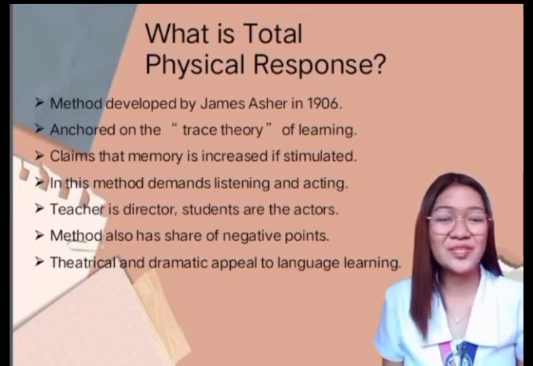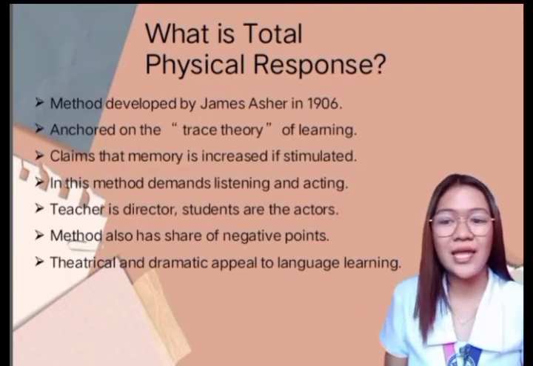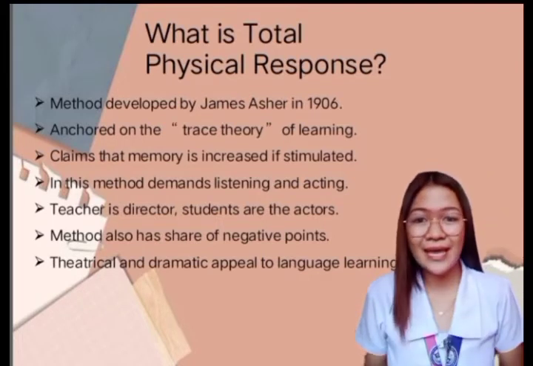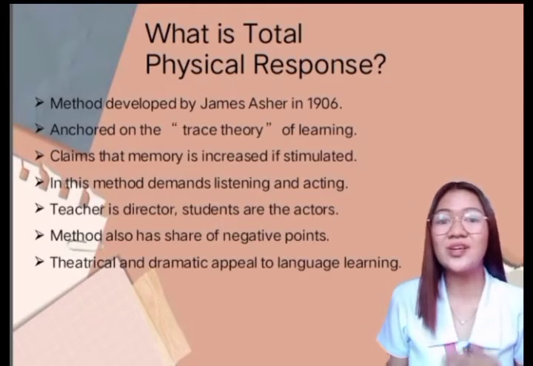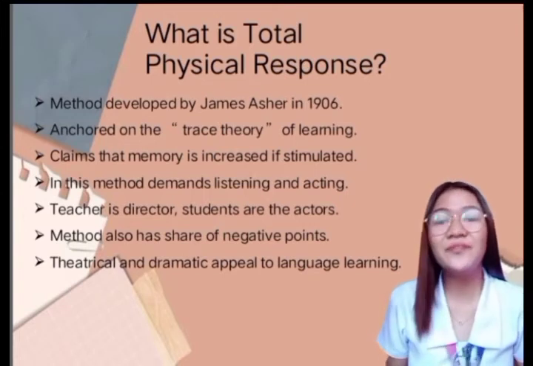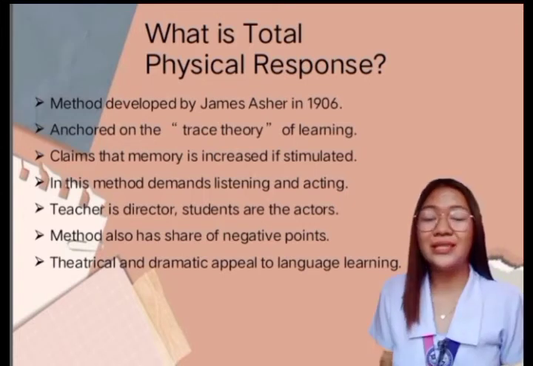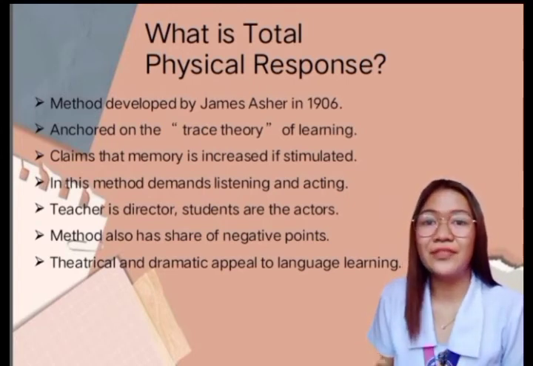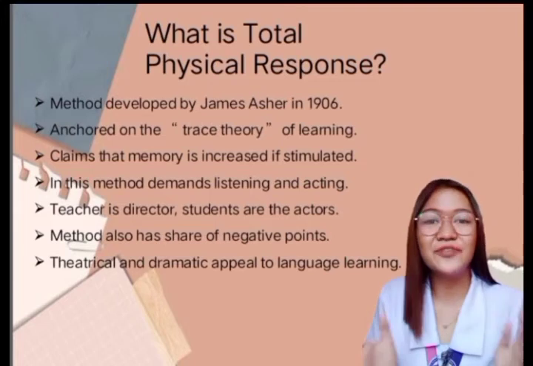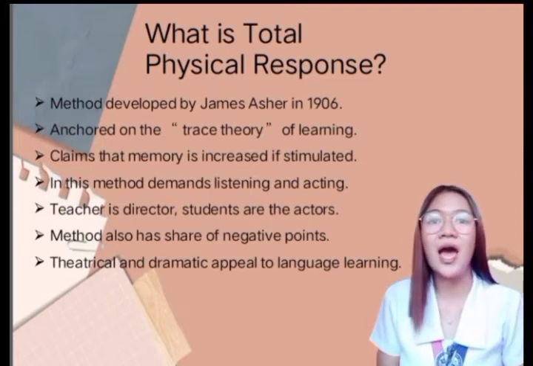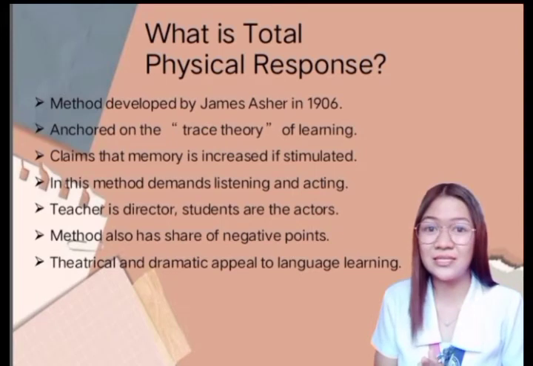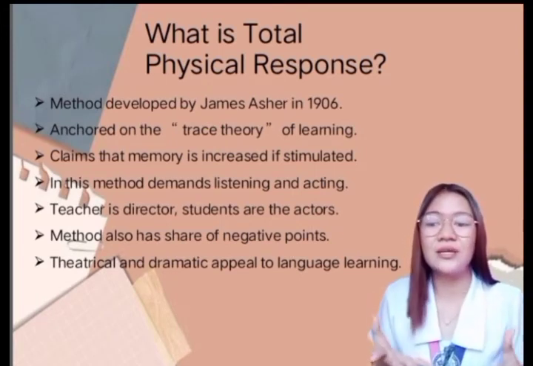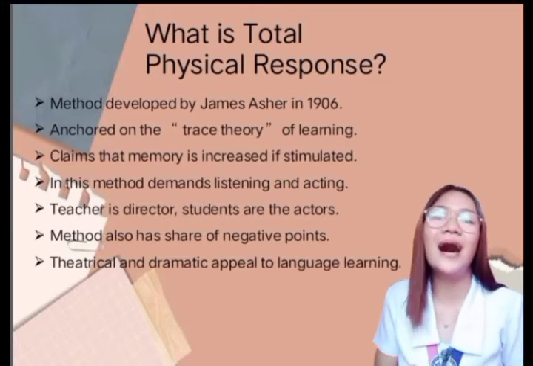Total physical response claims that memory is increased if stimulated. When we say stimulated, it is to encourage interest or activity in a certain person. The memory of a learner is increased if there are activities included in the class. Any activities that will boost or increase the memory of a learner.